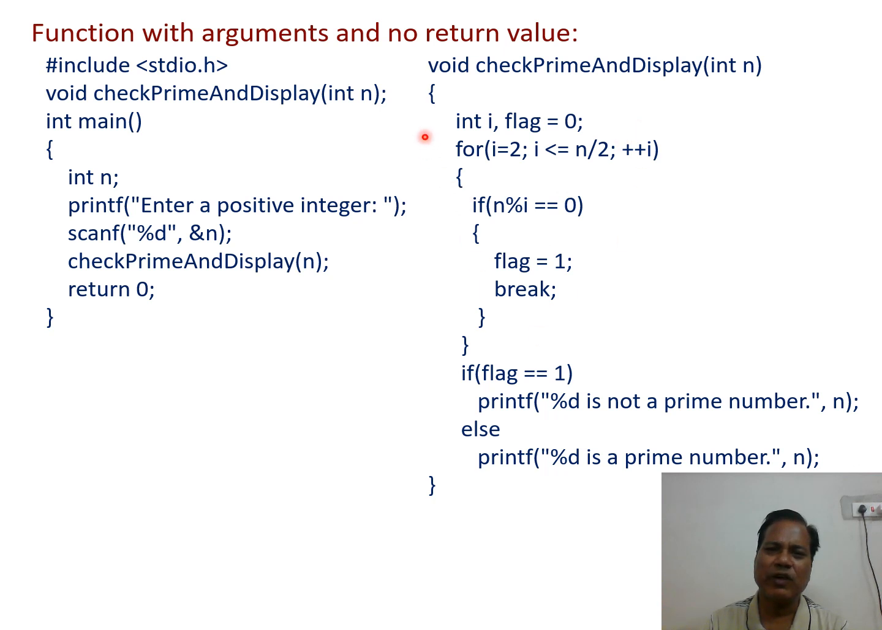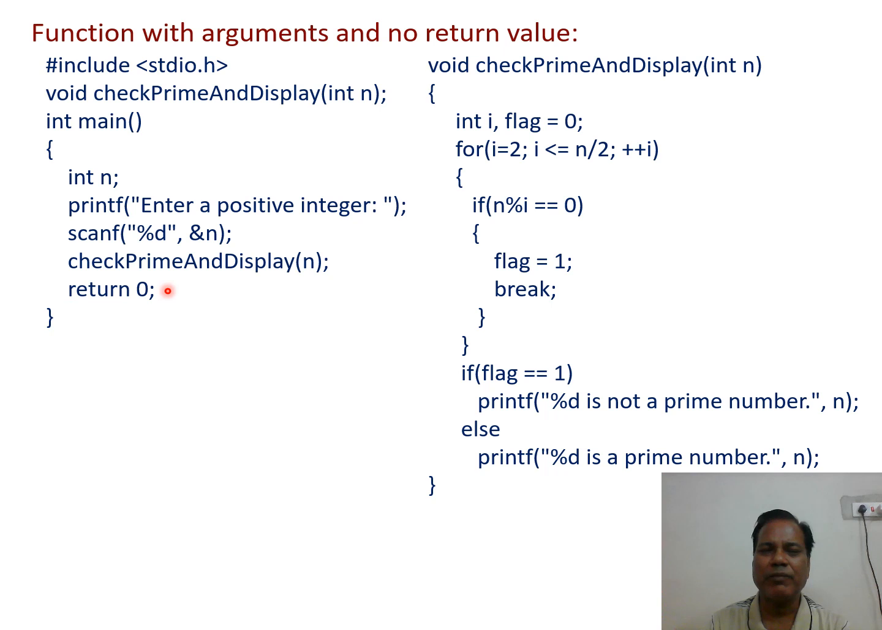So this logic we have already discussed. This is the same logic. We only have to see that in this program the function has an argument list, but when this function is called, it is not returning any value to the calling function. So after displaying the output, control goes to the next statement after the function call, and that is nothing but the return 0.